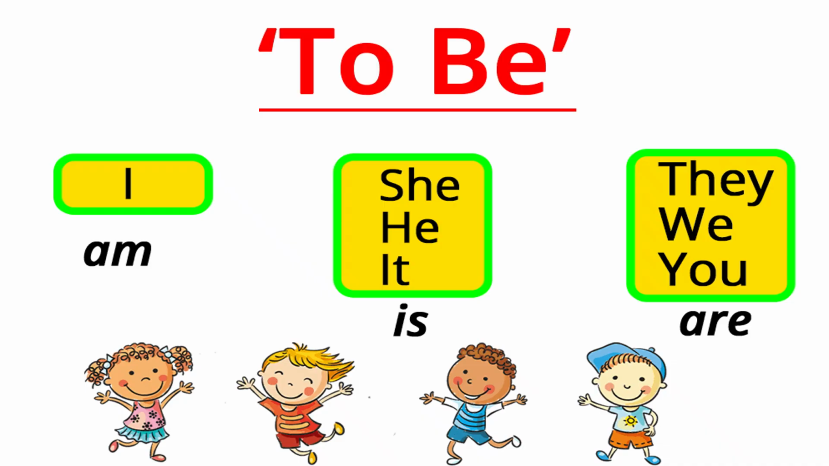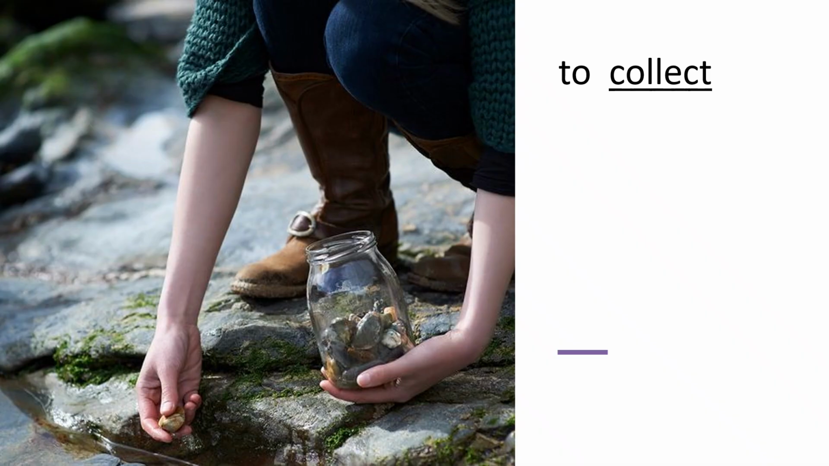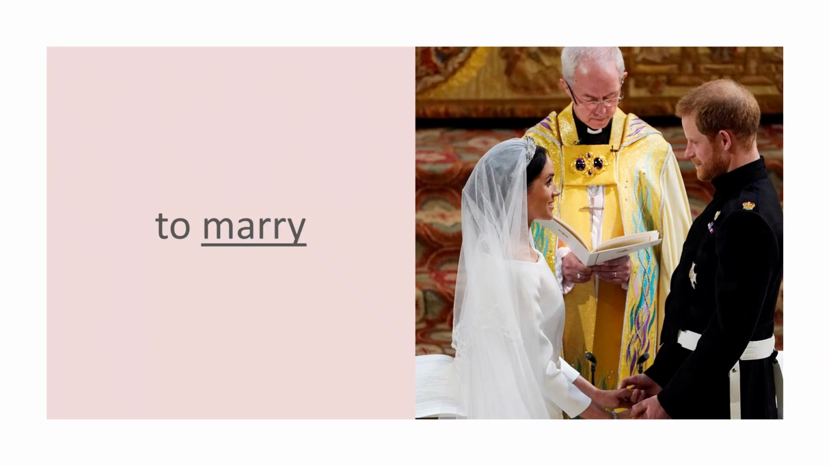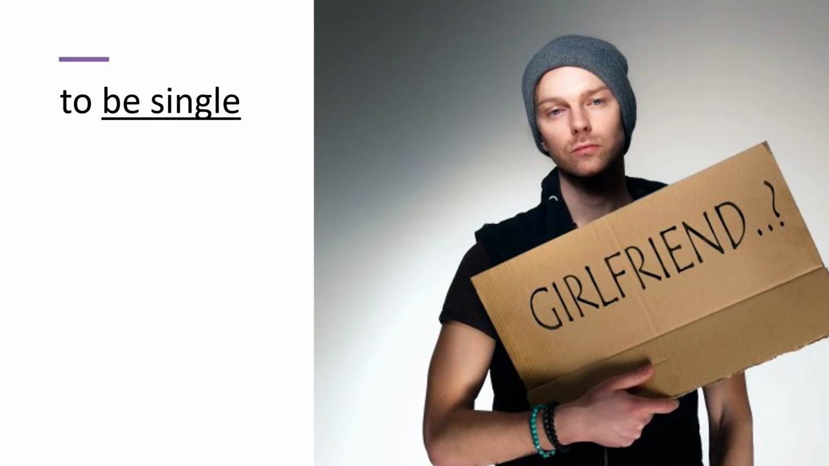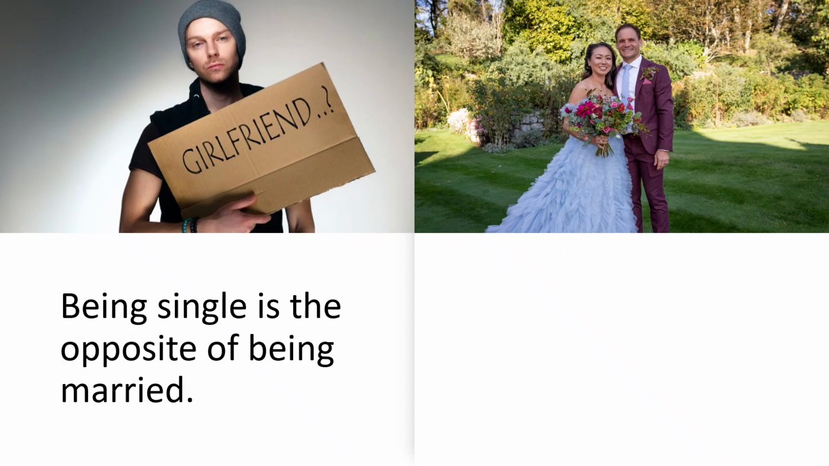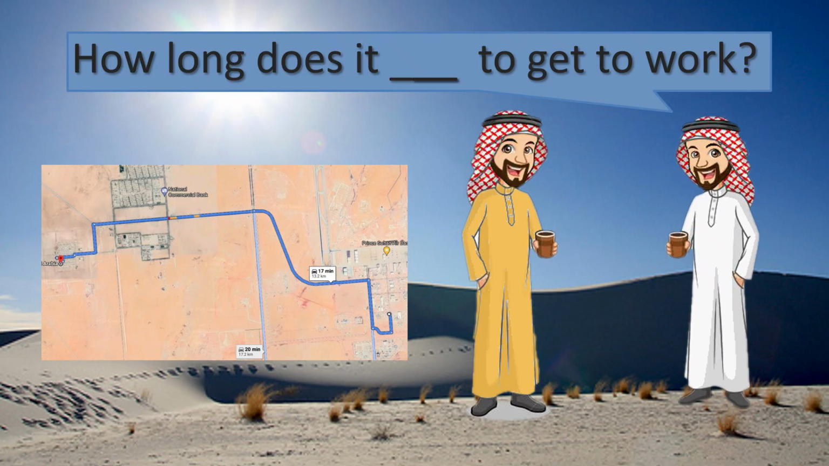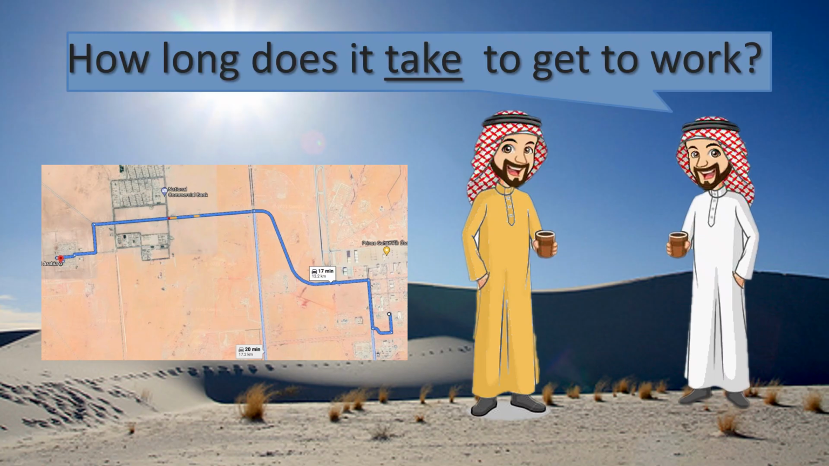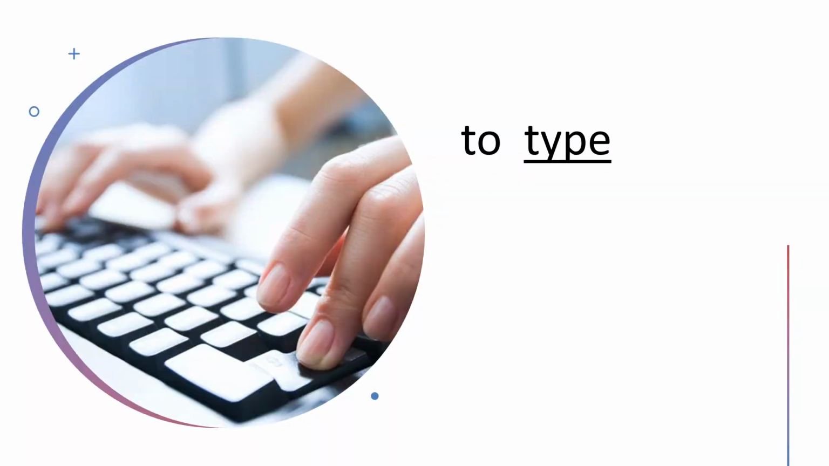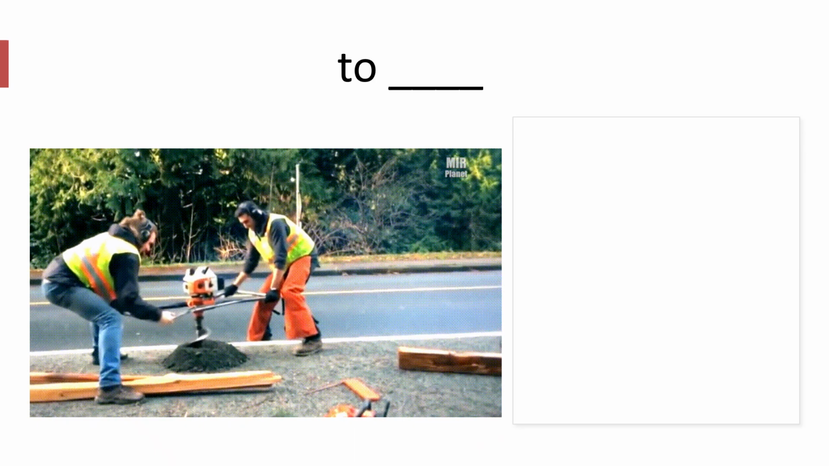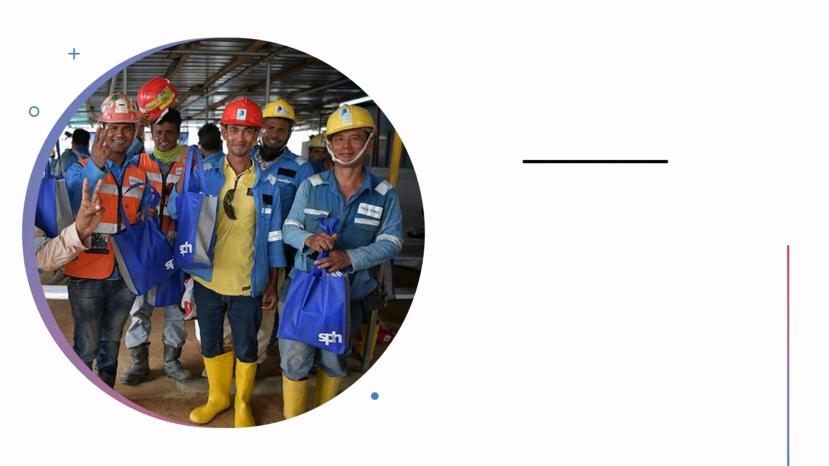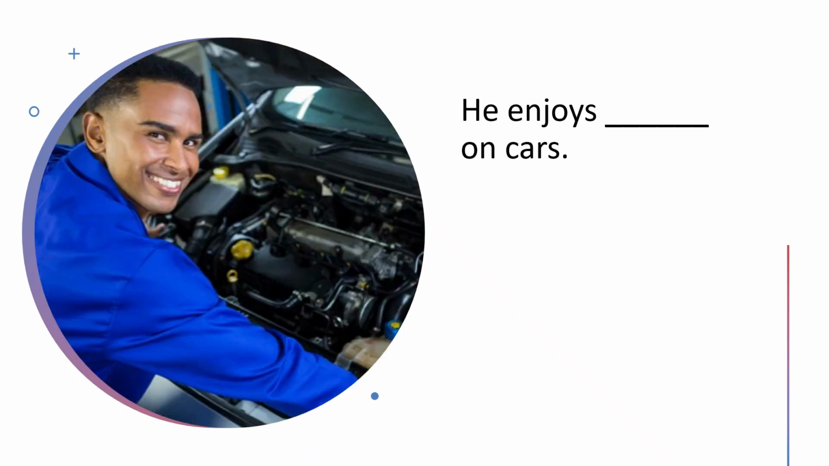To be, to collect, to marry, to be single. Being single is the opposite of being married. To own. How long does it take to get to work? To type. Can you type? Yes, I can. To work. Worker. Workers. He enjoys working on cars.